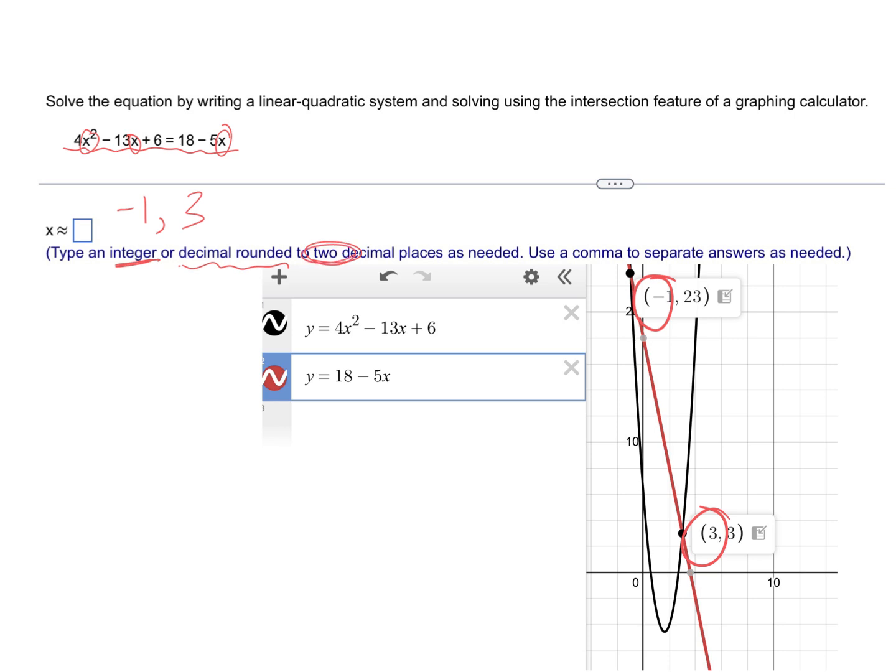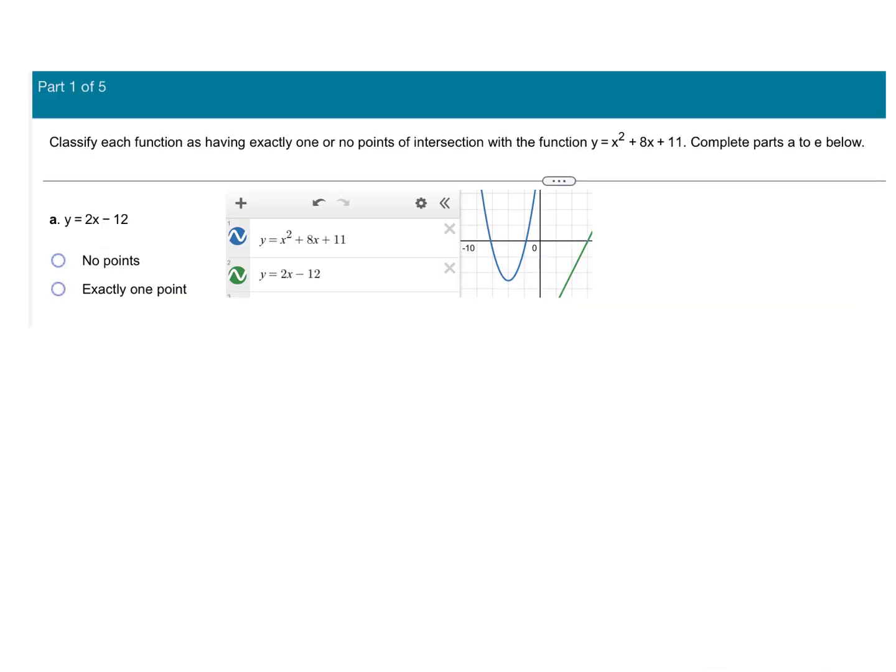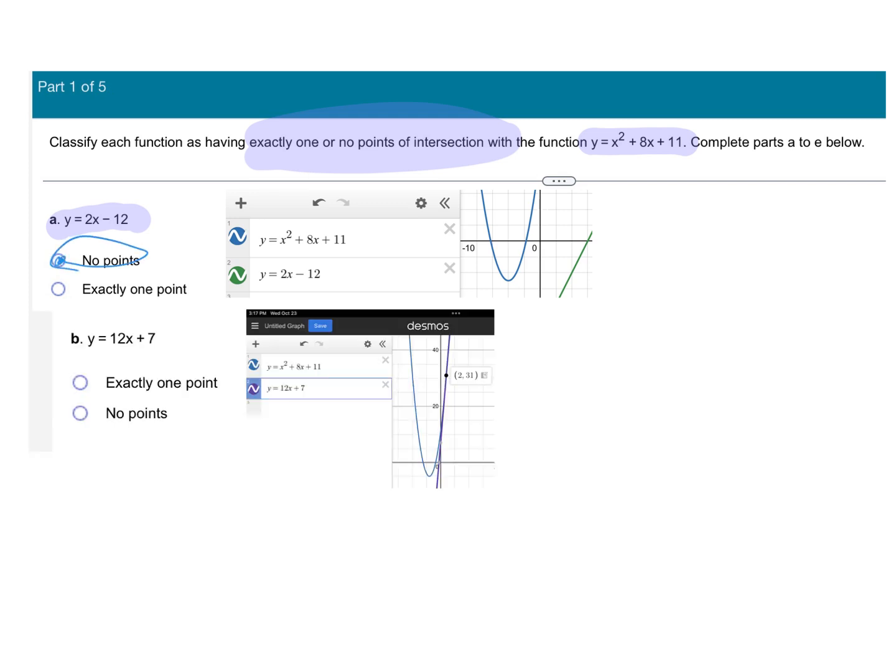Okay, so this one, it wants me to take this equation and this equation and graph and see how many points of intersection there are. This one doesn't cross, and so my answer is going to be no points. Part B is asking how many points of intersection we have, and we're going to say exactly 1 point of intersection. This one was a little bit tricky to find on the graph. I did have to zoom out quite a bit and kind of scooch around to get that actual intersection.